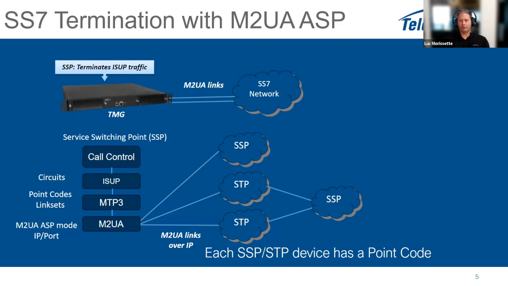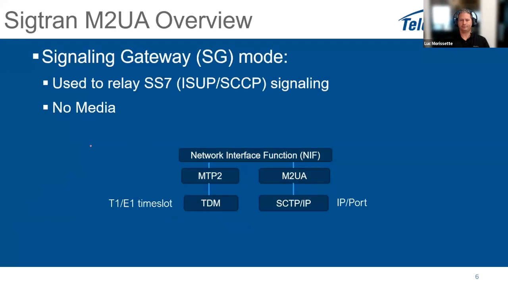So what we need to have here on our systems is to have the M2UA in ASP mode, so we can terminate the traffic. We have our IP and ports here, and all the upper levels of the system here, that then we go all the way up to call control, where you can control your voice circuits in the TDM mode. Right, so this is the SS7 termination mode.